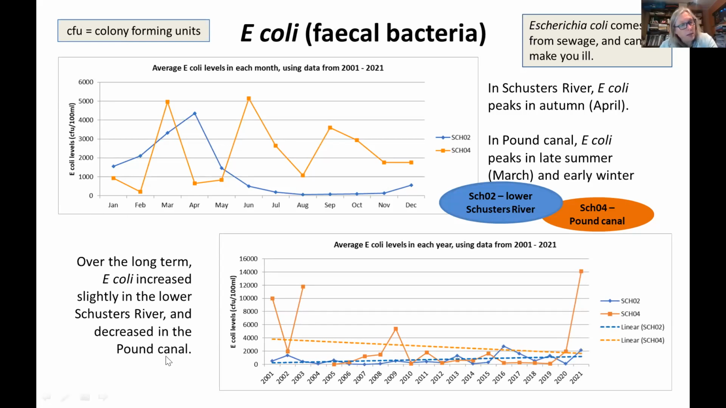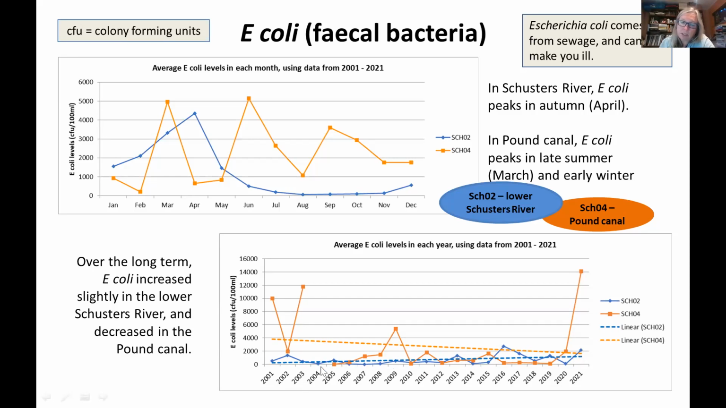And then looking at E. coli, again, as I said, over the long term, so taking 20 years' worth of data, averaging it over the whole year. So you're flattening out all those peaks and troughs throughout the year to give an average for each year. And there you can see some patterns as well, where the dotted line is showing you a long-term trend for both sites. For the Pound Canal, again in orange, your long-term trend is a very slight decrease over time, whereas for the lower Schusters, the blue dashed line, there's a very slight increase over time.